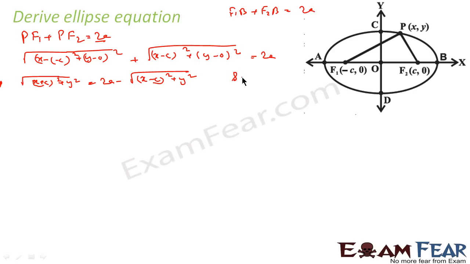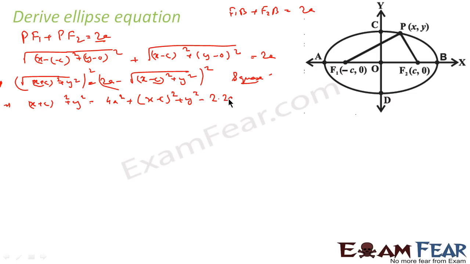Correct? I'll square both sides, left and right. So what I get is (x plus c) whole square plus y square is equal to 4a square plus (x minus c) square plus y square, minus 2 into 2a into root of (x minus c) square plus y square.